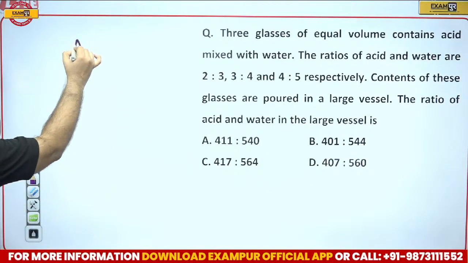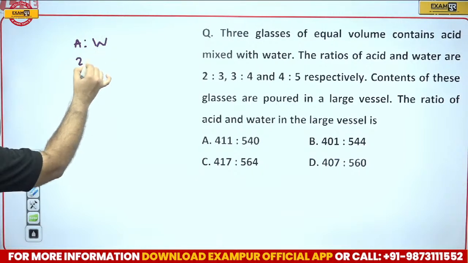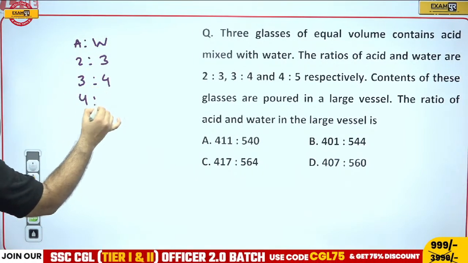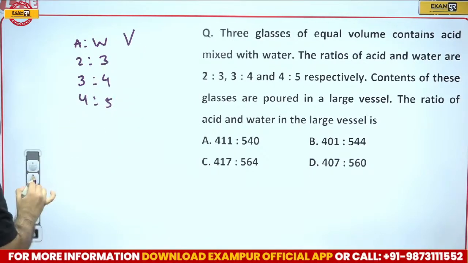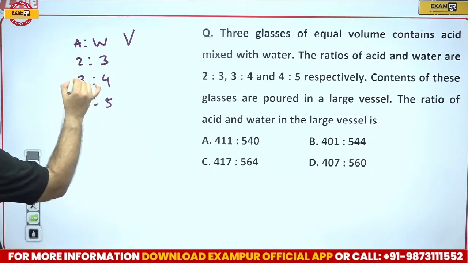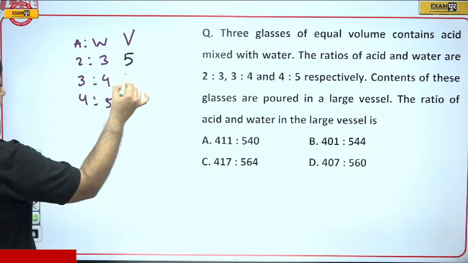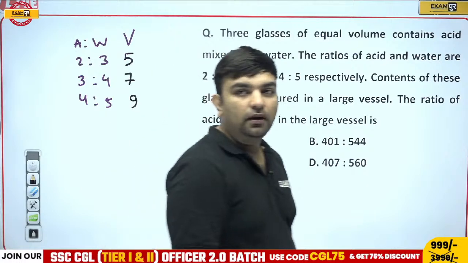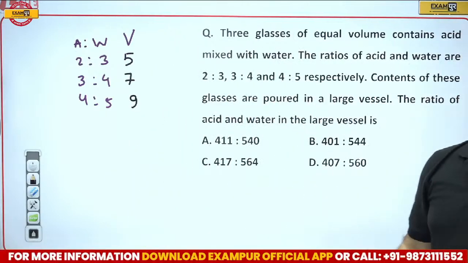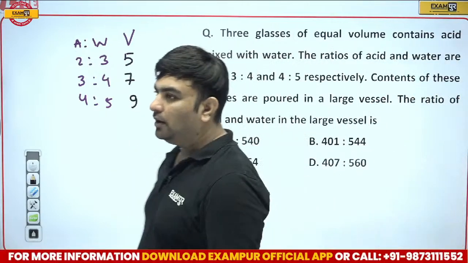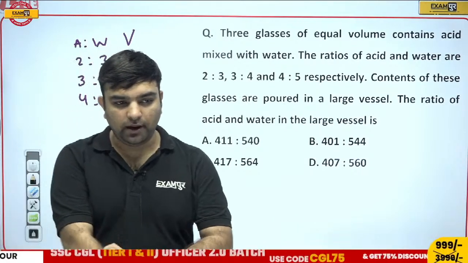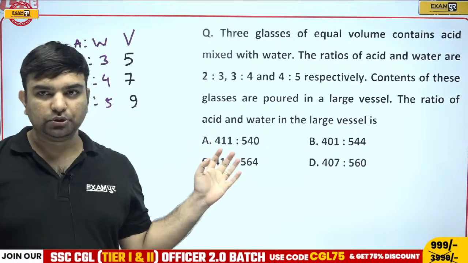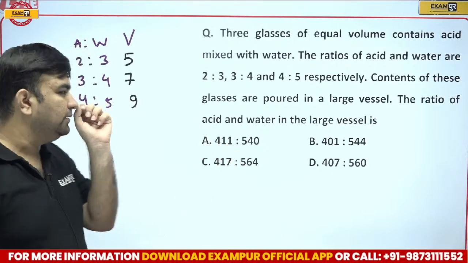In the first, acid and water is in the ratio 2:3. In the second, 3:4. In the third, 4:5. The volume of first is 5, the volume of second is 7, the volume of third is 9. According to the ratio, the volumes are 5, 7 and 9.